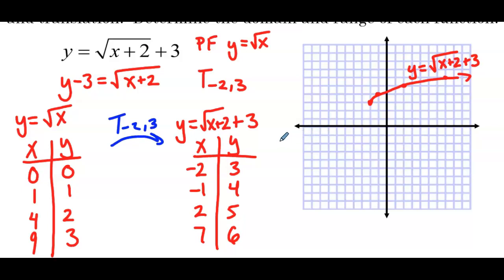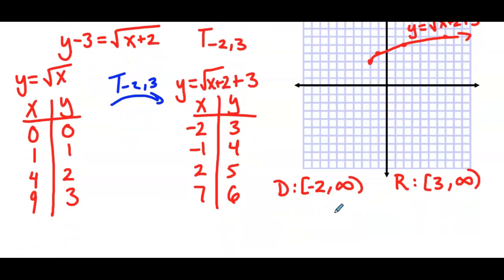If we describe this translation, we would say that the graph has been shifted 2 to the left and up 3. And we can figure that out from our translation or looking at the graph. The domain here, working from left to right, the lowest x value is negative 2, and it continues to infinity. So bracket negative 2 to infinity. And the range, working from bottom up, lowest y value is 3, and then it continues to infinity. So bracket 3 to infinity.